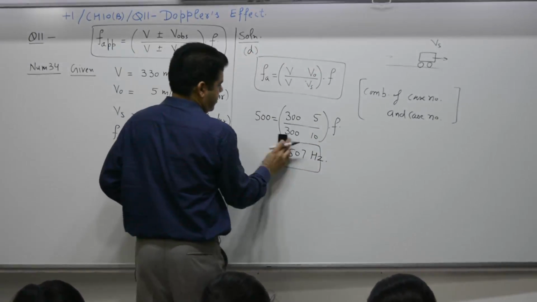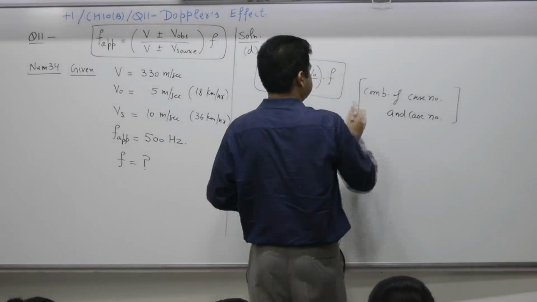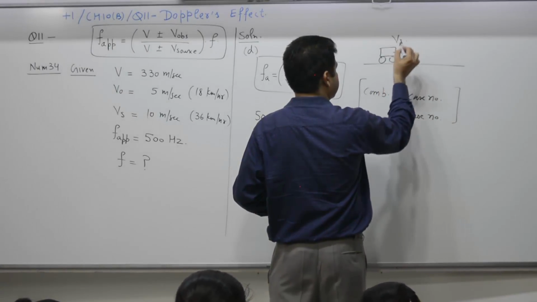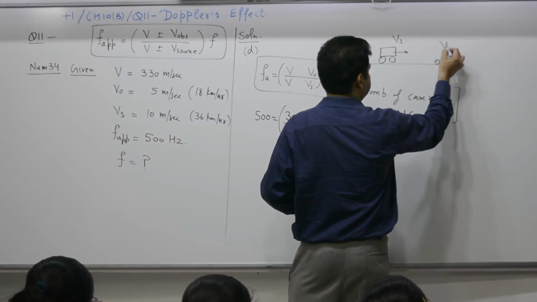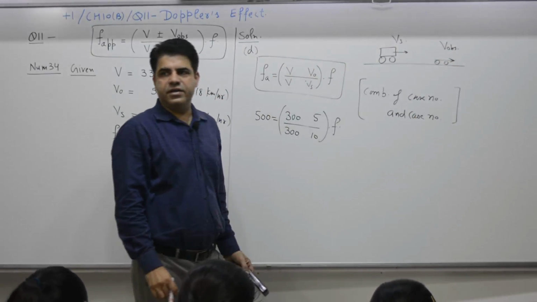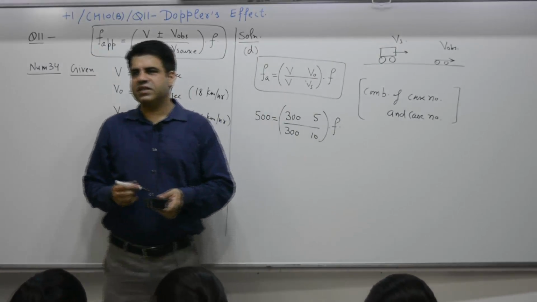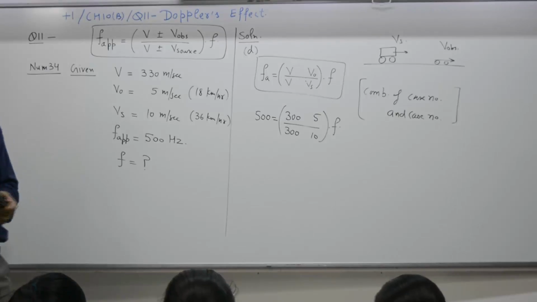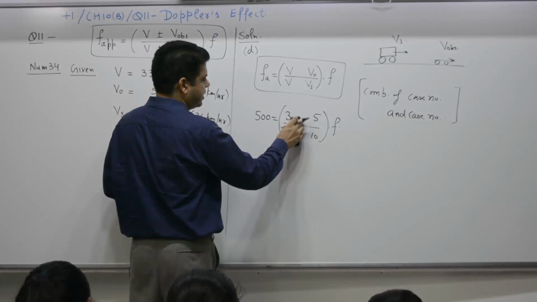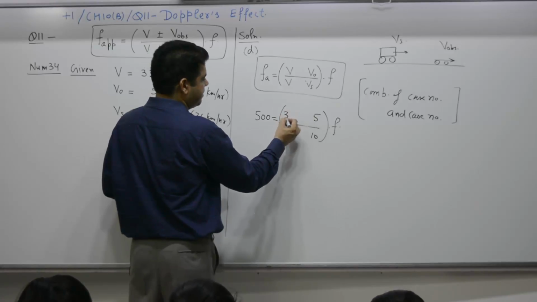D part. Both are moving in the same direction. Source, the train, is moving towards the right. Motorcyclist, the observer, is ahead of the train. One minute for you to write this formula with the sign. Previous part, this was not 300, this was 330. So you can make the correction in the previous part, it is 330.